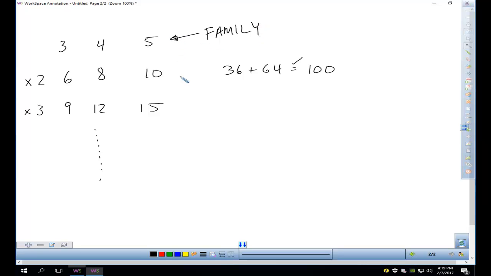So we call this a family. This is the 3, 4, 5 family. Anything that you multiply 3, 4, and 5 by and get a new triple, that's a family. There are an infinite number of families as well. It's not just 3, 4, 5s that give you Pythagorean triples. There are all kinds of different families.